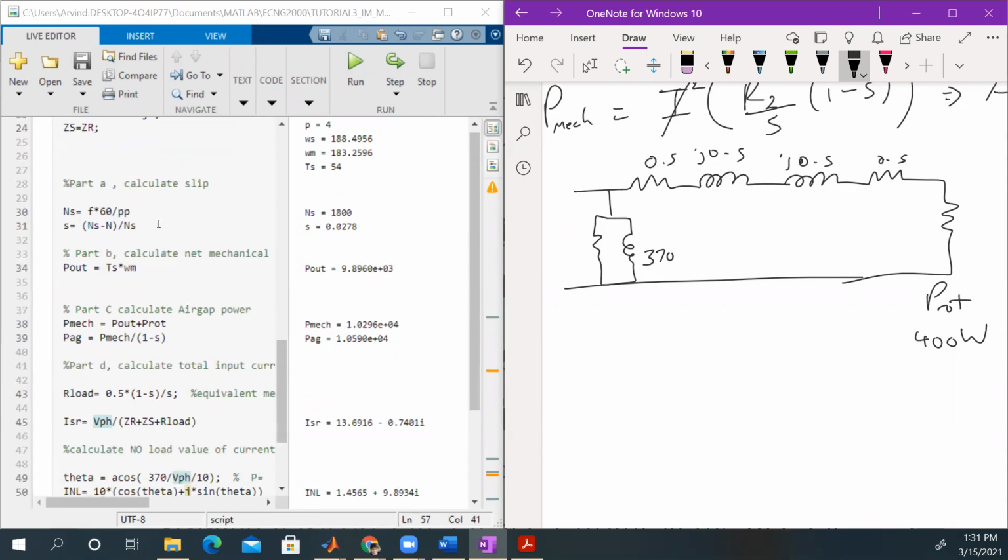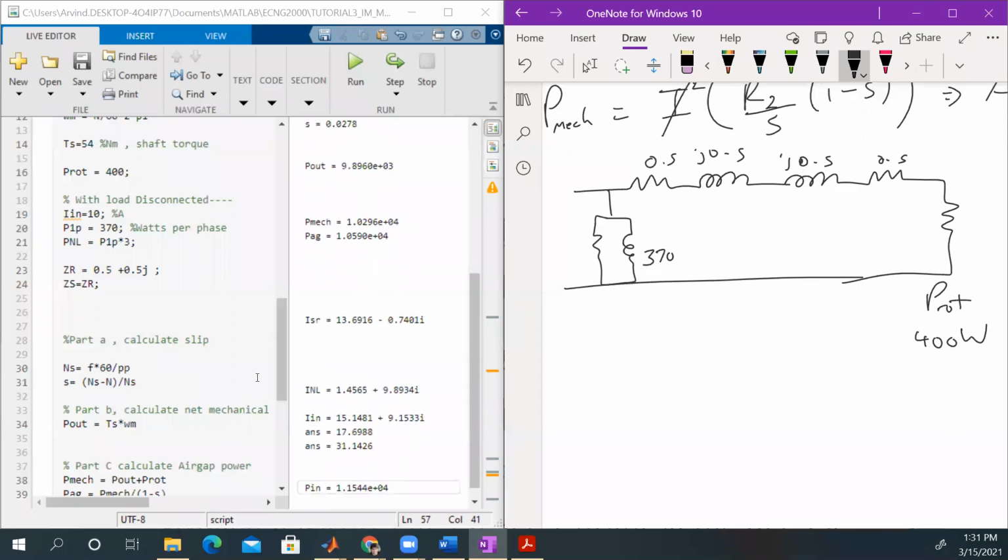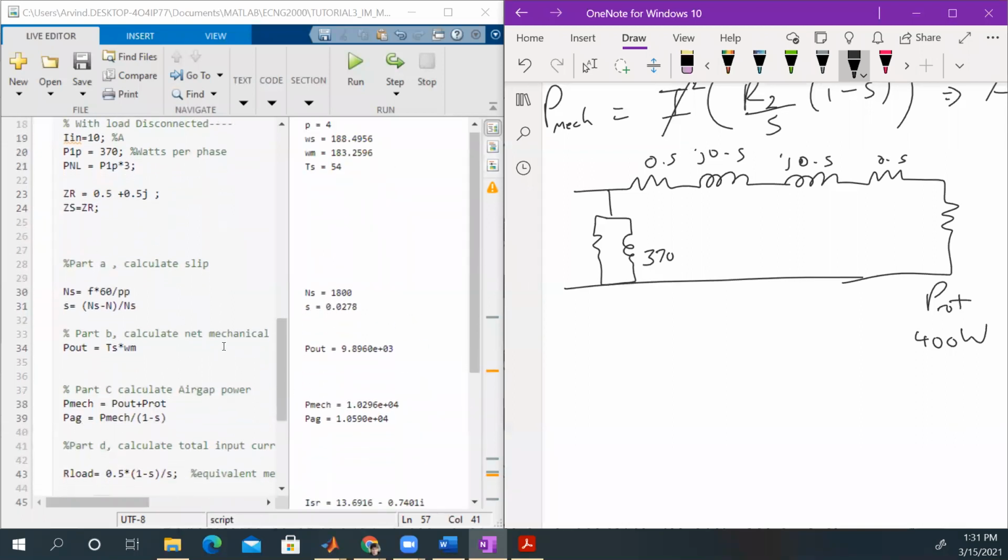Right, so part A, calculate the slip. So we have NS, which we calculated above, by 60 on the pole pairs. Again, the same thing that we did before, and NS minus N on NS. So we could calculate the slip there quite easily at 0.0278.